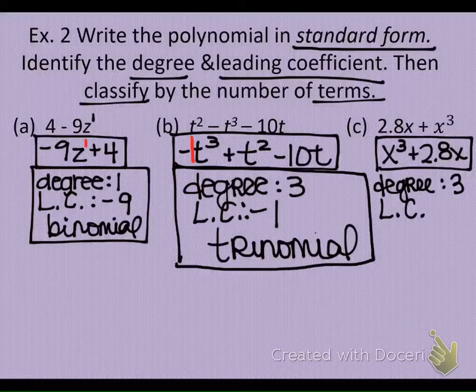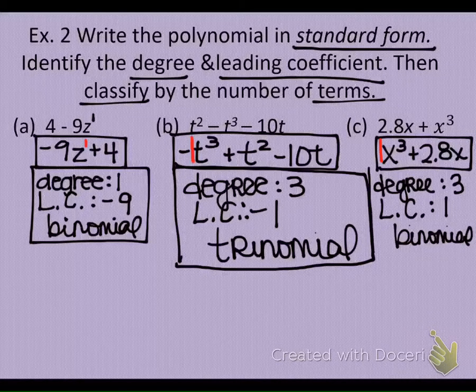Go to the front of my problem. X cubed appears to have no coefficient, but there's an understood 1 there. So what is the leading coefficient, Esther? The leading coefficient is also 1. Very good. And how many terms are in this problem? Which makes it a binomial. Very good.